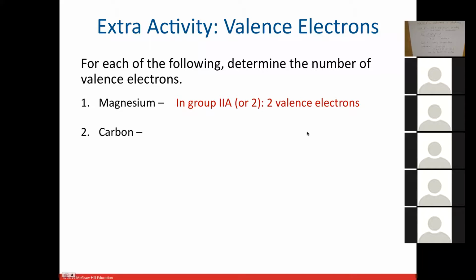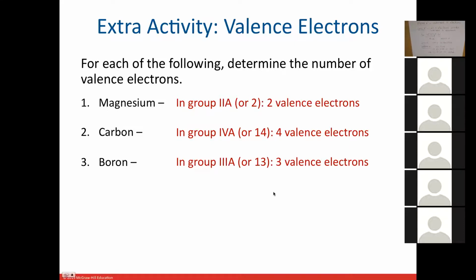What's next? Carbon. What group is it in? 4A. So it would have 4 valence electrons. Or 14 in the other system, but I like the A and B, which is what I've taught throughout the class. What about boron? Element number 5, group 3A, so it has 3 valence electrons, an s2p1, right? Carbon's an s2p2. Magnesium's just an s2.